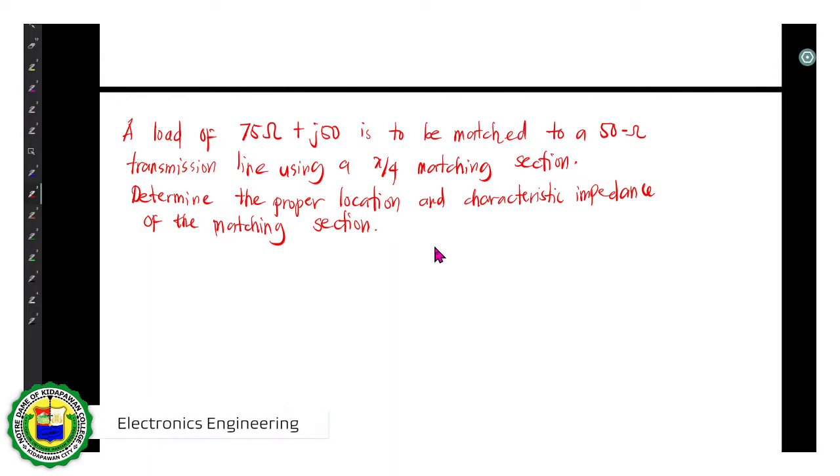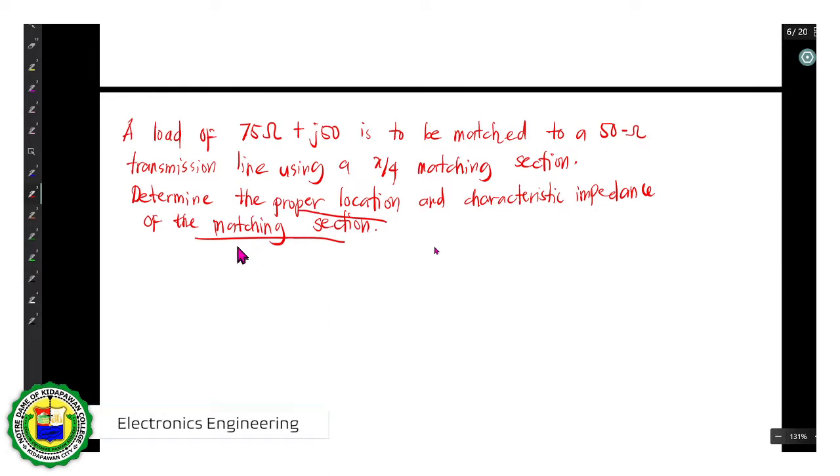And we are in our second example. For this second example, we have a load of 75 ohms plus j50 ohms, and it is to be matched to a 50 ohm transmission line using a quarter wavelength matching section. So, this is a classic example of matching using a quarter wave transformer. We need to determine the proper location first, and the characteristic impedance of the matching section.